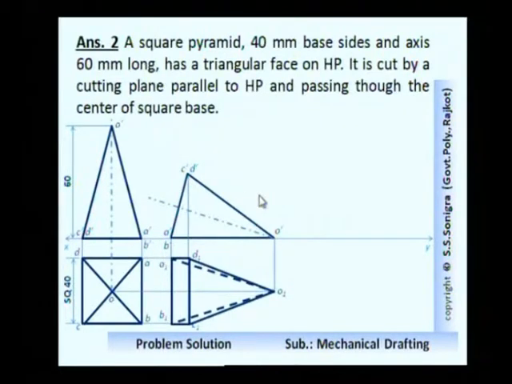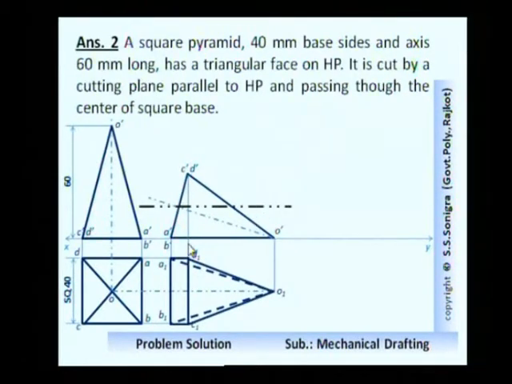So the first step of the problem is over. Now the second step, a cutting plane is given. A cutting plane cuts the solid, parallel to HP and passing through the midpoint of the square base. So here first we find out the midpoint of the square base. It is here. This is the midpoint of this square base, and from this point a cutting plane passes which is parallel to the XY line like this.